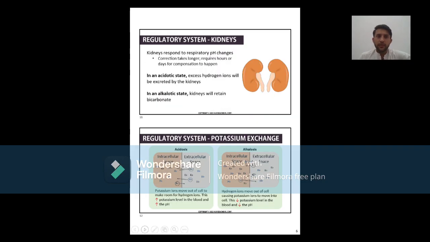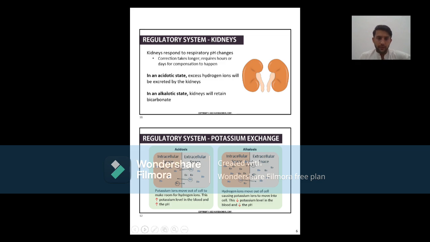Regulatory system, the kidney, responds to respiratory pH changes. Correction takes a longer time. It requires hours or days for compensation to happen, but it is stable. The respiratory response is for a short time, and the kidney helps to maintain the environment for a longer time. In an acidotic state, excess hydrogen ion will be excreted by the kidney. In an alkalotic state, the kidney will retain bicarbonate.